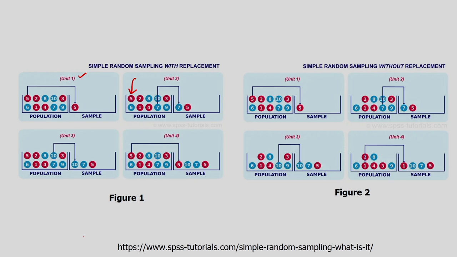In the second unit, I am drawing the ball 7. In unit number 3, in figure 1, the ball 7 I have already drawn is replaced, that is placed in the vase. I am drawing a ball randomly, and suppose this ball is 10. What is the probability in this case? The probability will be the same, it is 1 by 10. Similarly, in unit number 4, I am again drawing the ball randomly, and suppose the ball is 5. The probability will be 1 divided by 10, because out of 10 balls, I am selecting 1 randomly. So this is the concept of random sampling with replacement.